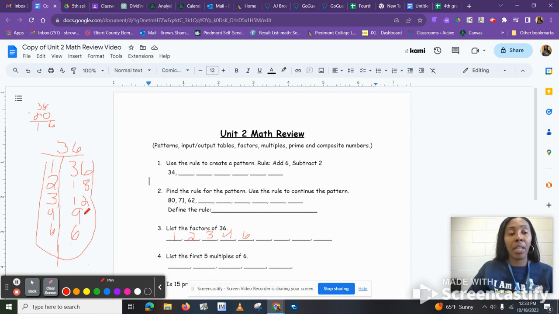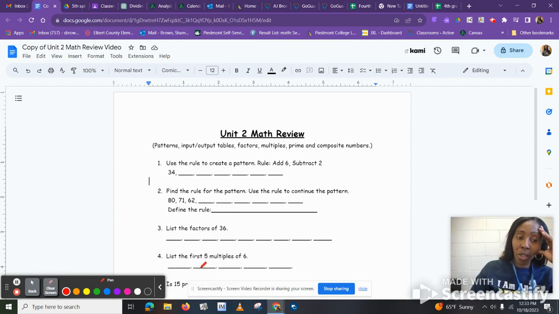So then I go to 9, then 12, then 18, then 36. So those are all of my factors for 36. 36 had a lot of factors. So now that we've done factors, now we do multiples next.